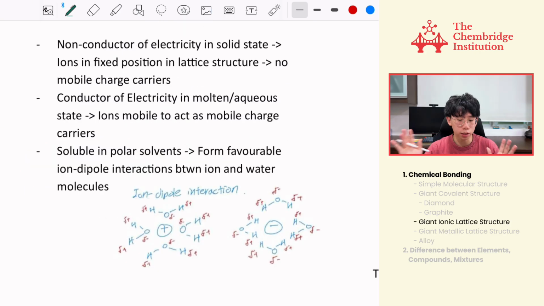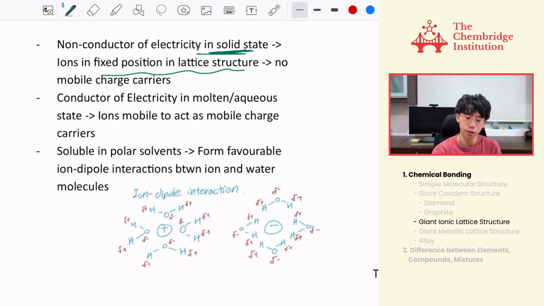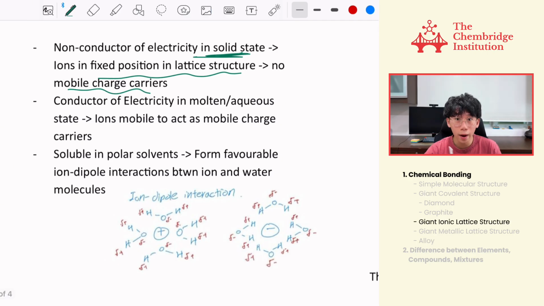It is also a non-conductor of electricity in the solid state because the ions are in fixed positions in the lattice structure. Remember, they're held together by strong electrostatic forces of attraction. So because of this, there is no mobile charge carrier, so it cannot conduct electricity. However, ionic compounds are conductors of electricity in the molten or aqueous state. It's because in these states, your ions are more mobile, and they can actually act as mobile charge carriers.